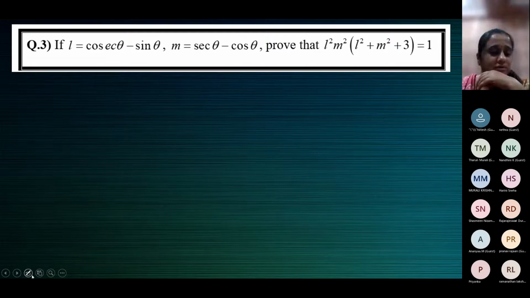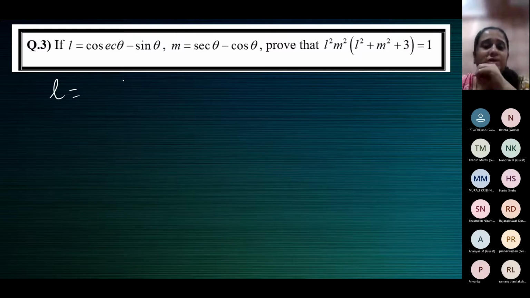So see here, if L is equal to cosecant theta minus sine theta, and M is equal to secant theta minus cos theta, prove that L square M square into L square plus M square plus 3 is equal to 1. So again, whenever possible, you can simplify. So now let's try. We have L is equal to cosecant theta minus sine theta.